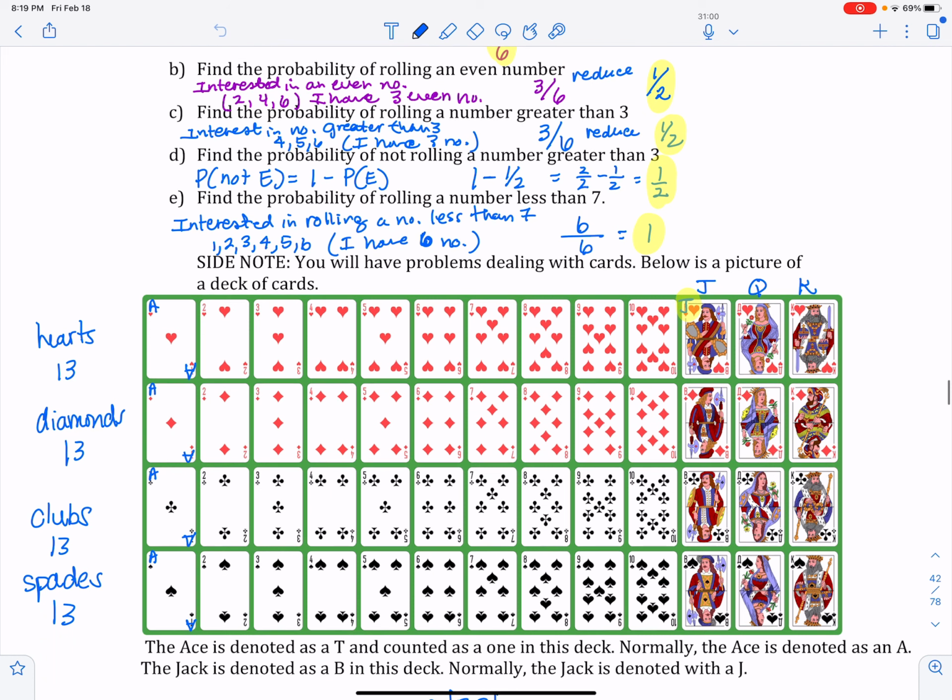For part E, find the probability of rolling a number less than 7. What I'm interested in is rolling a number less than 7. That means rolling a 1, a 2, a 3, a 4, a 5, or a 6. So I have 6 sides over the sample space, which is 6. That's a 1, so you have a 100% chance of rolling a number less than 7.